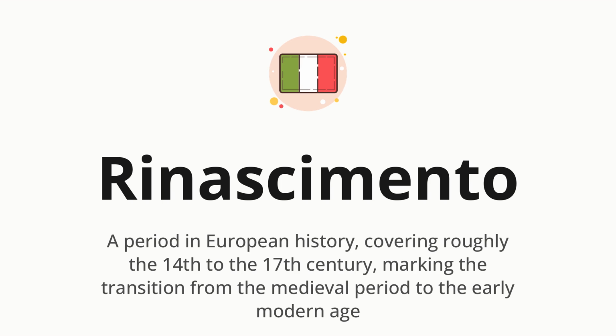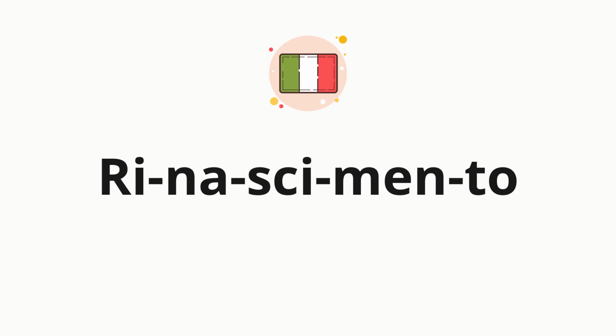Let's say it all together. Rinascimento. One more time. Rinascimento. Now let's split the word into syllables and then pronounce each syllable one by one. Ri. Na. Shi. Men. Tu.